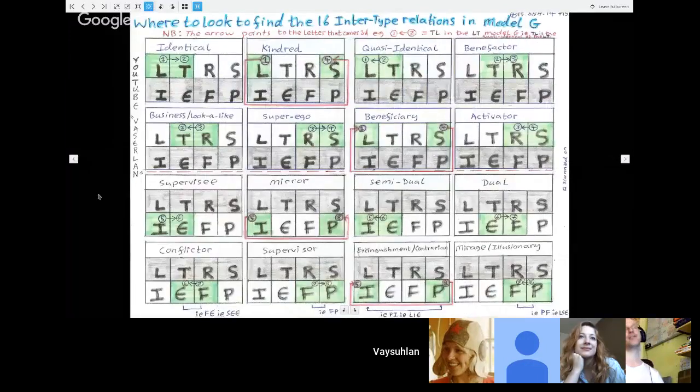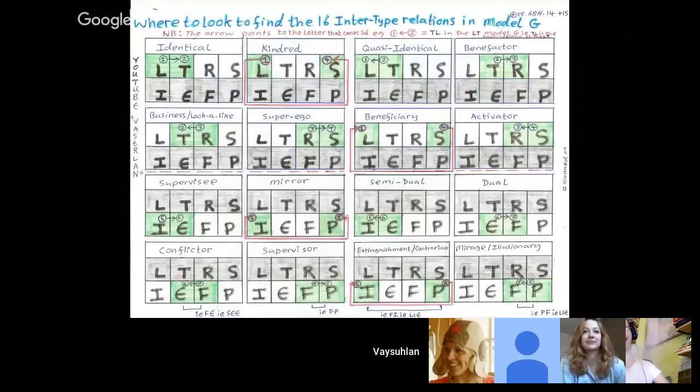Oh, you'll like this, Joe. Intertype relations, because you like those, don't you? In ModelG. How to actually find them by looking. Now, I did this for my type, and so you can just carry it forward. So if you want to find your extinguishment, then you look at the 8 and then the 5.